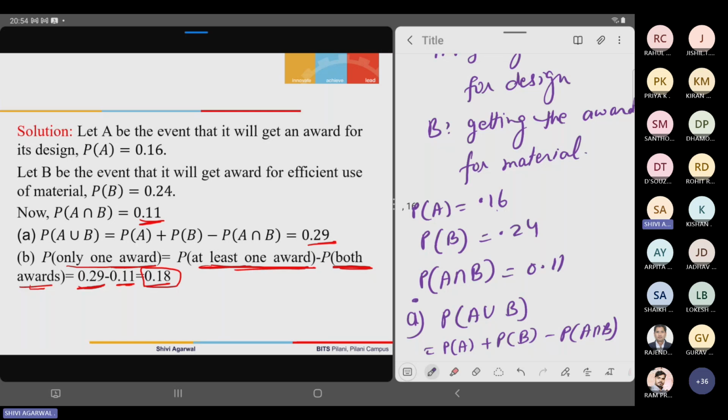My suggestion is always the same for the mathematics course: you have to do the practice. If you do the practice, then only you can remember the concept. Otherwise it's very difficult and very confusing also. In every mathematics course there are so many concepts, and if you try to just remember them, it's very difficult.